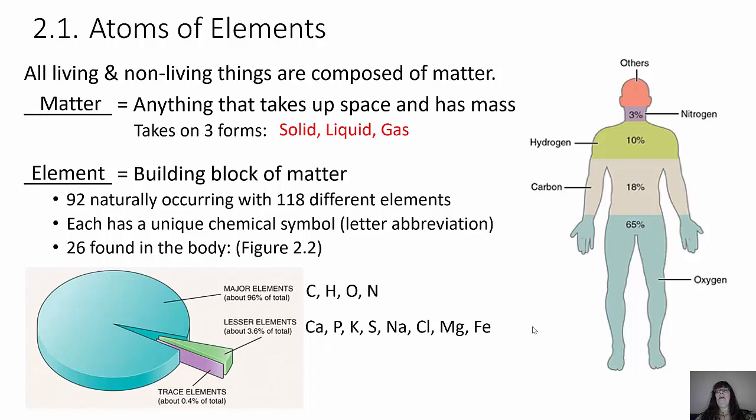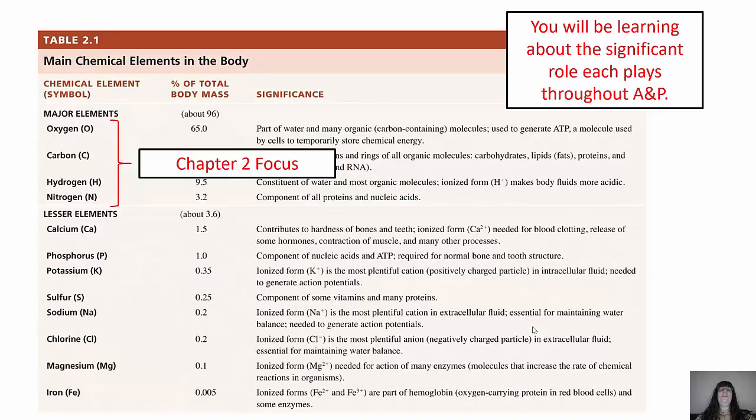So if you look at the little guy over there on the side, the majority of the element that makes up our body is oxygen, 65%. Then we have carbon at 18%, hydrogen at 10%, nitrogen at 3%, and then all the other elements that are in our body. So this is just a chart showing you the element, its abbreviation, how much percent of body mass it makes up, and what it does, why it's important.